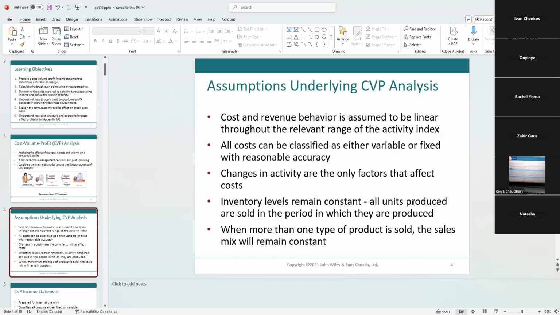Not the sales price, not the variable cost per unit. Inventory level is the same. Means whatever we produce, that's how much we sell. We're not adding inventory, we're not taking from the inventory. And the last thing is when we have a sales mix, we're not changing that sales mix. Proportion of the sales mix stays the same.